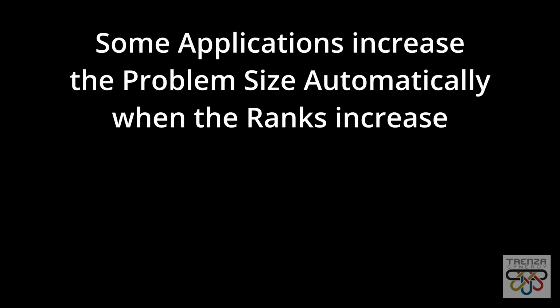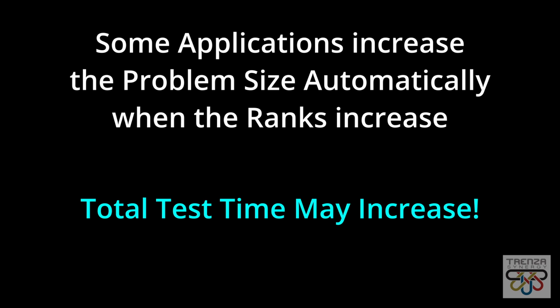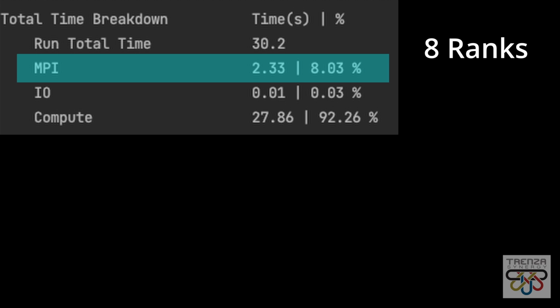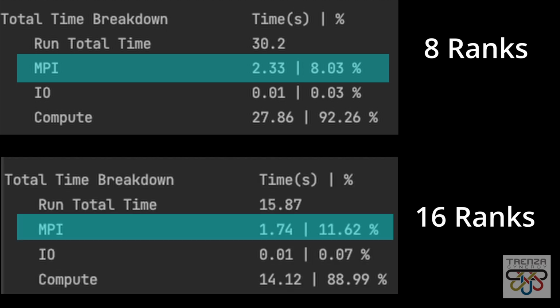Some applications scale up automatically as you increase the number of ranks. In that case, you may even see the runtime go up as you increase the number of ranks. The MPI percentage did go up a little bit from 8% of total runtime with 8 ranks to 12% of total runtime with 16 ranks.